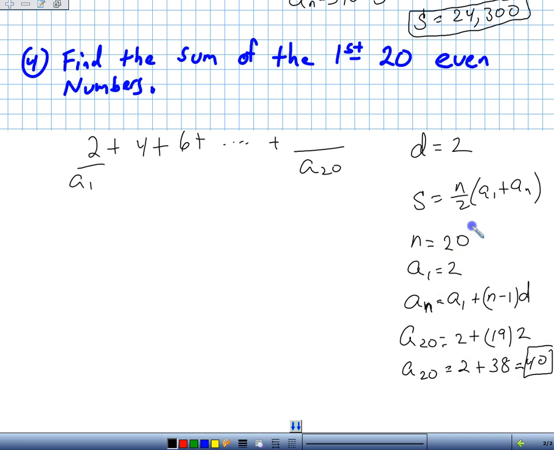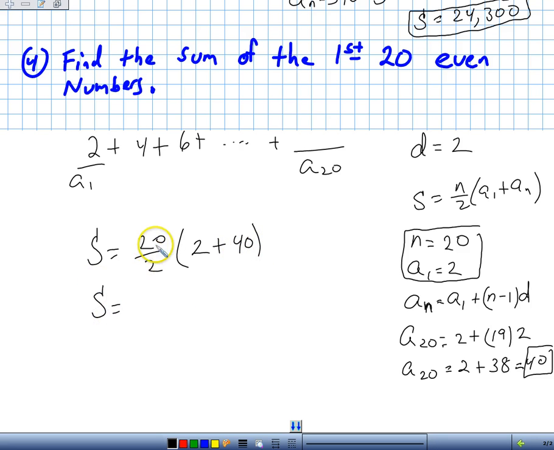All right, so I'm going to use this 40 and a sub 1 to do that sum. All right, so here is the answer. So n divided by 2, or 20 over 2, times a sub 1 plus a sub n, or the last term, a sub 20 in our case.